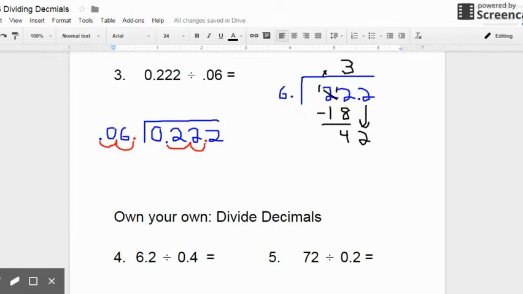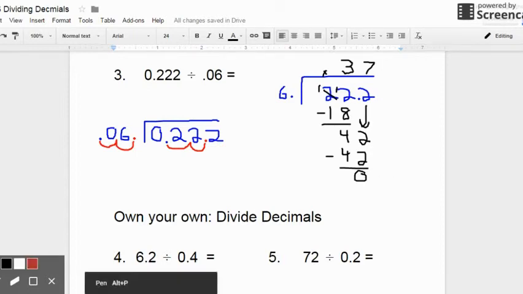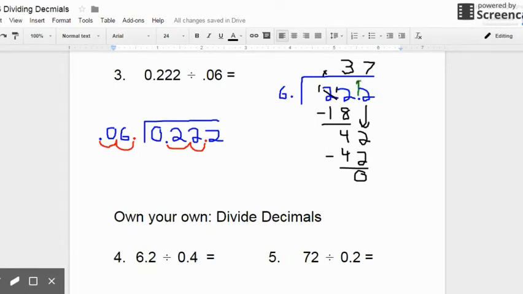And then we ask ourselves, how many times can 6 go into 42? That would be 7. 7 times 6 is 42. Do the subtraction, and of course, that gives us our 0. And that's what we're looking for. We need that 0 down at the very bottom. Our last step, as we divide like normal, is to bring up the decimal point. Well, there's a decimal point. Let's bring it straight up. So our final answer is 3.7. Not the prettiest looking 3, but there it is, 3.7.